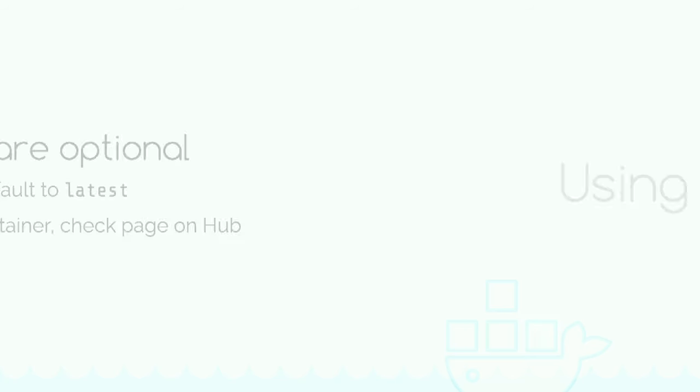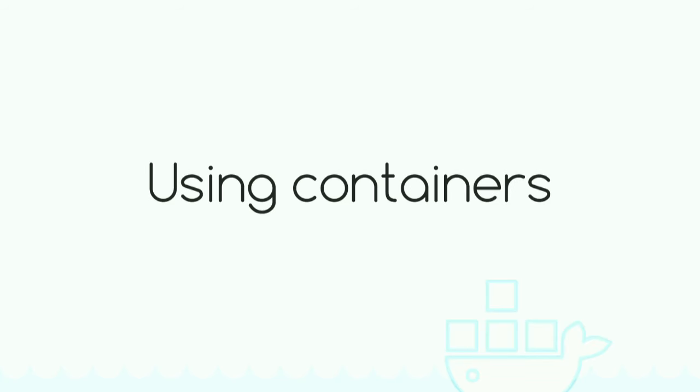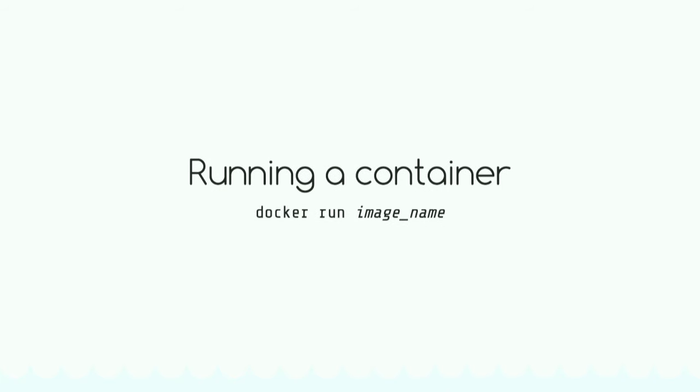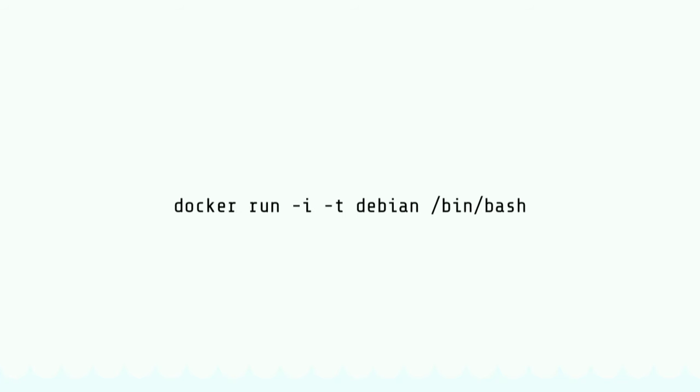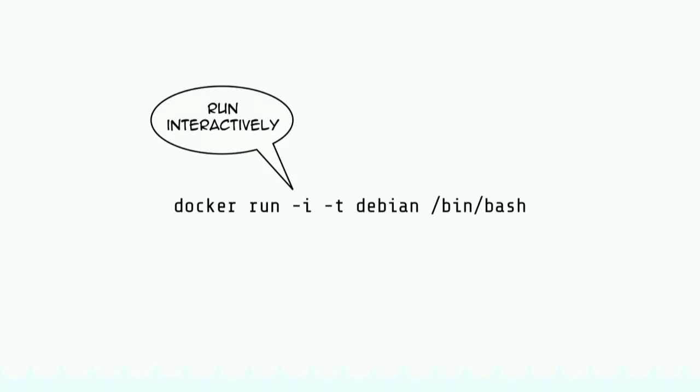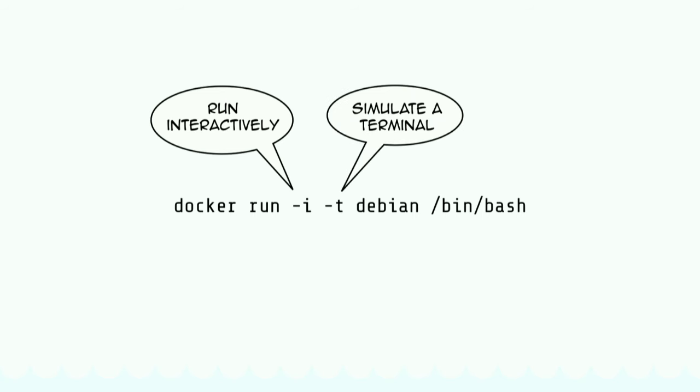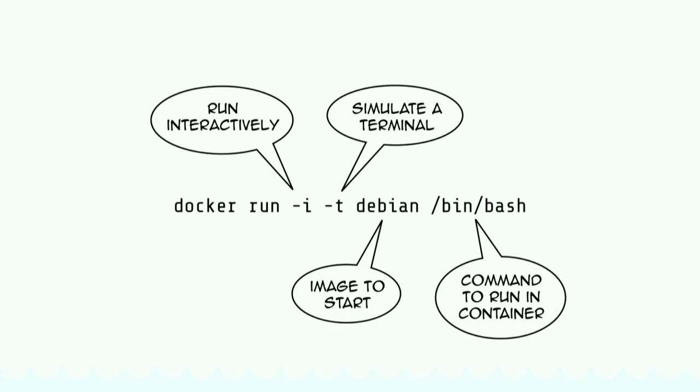All right, so we did a Docker pull on Debian, but we still don't have a running container yet, so how do we get that running? Pretty simple. Docker run, and then the image name. So here's what that command will look like. We have Docker run, then we pass it dash I because we want to run the container interactively, dash T because we want to emulate a normal terminal session as if we were SSHing or telnetting into that container, the image name to start, and the command to run inside of the container.